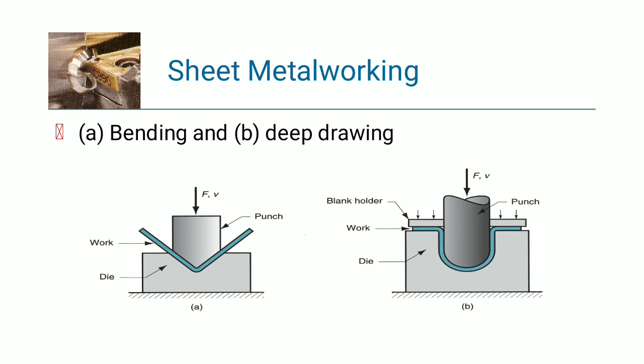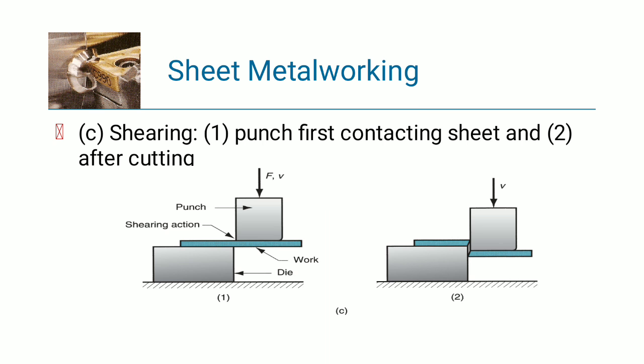See, figure A is showing the bending and figure B is showing the deep drawing operation. These are called sheet metal operations. Again, in a shearing process, the first part shows the punch first contacting the sheet. Then in the next stage, it will cut the sheet. It is called a shearing operation. This is also called a sheet metal forming process.